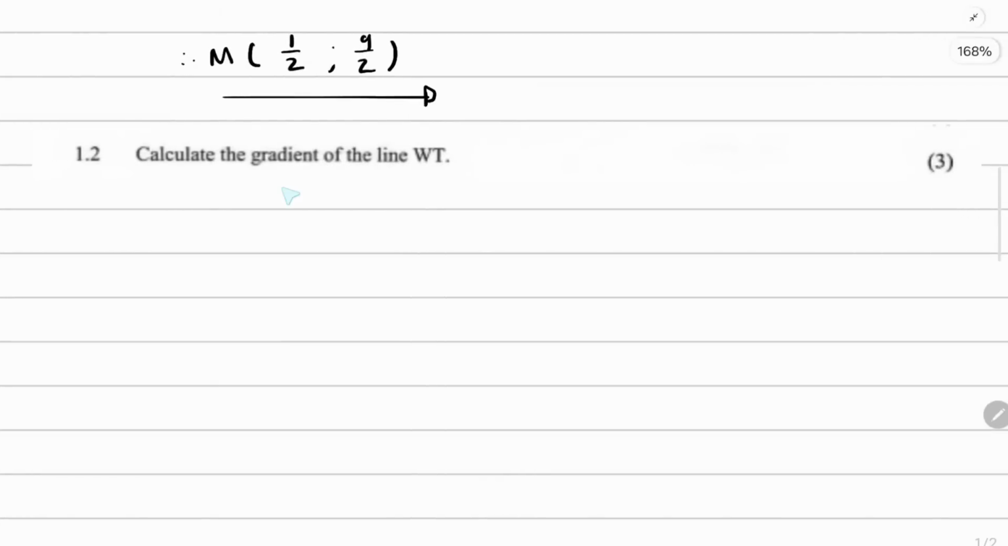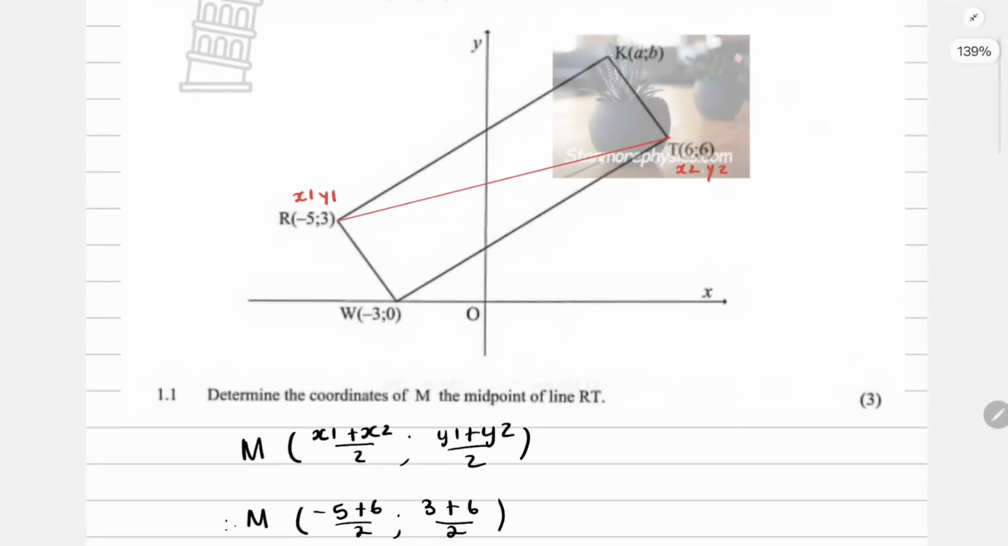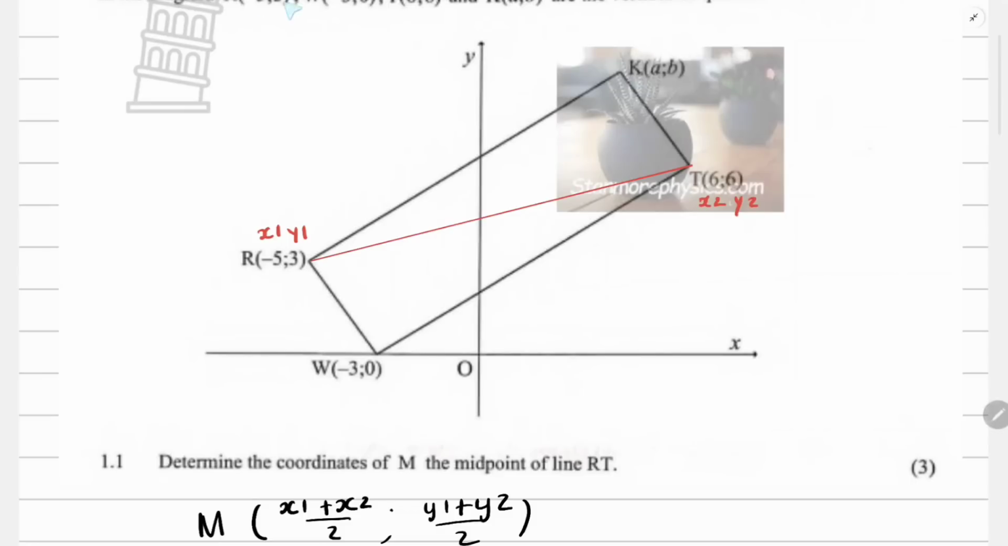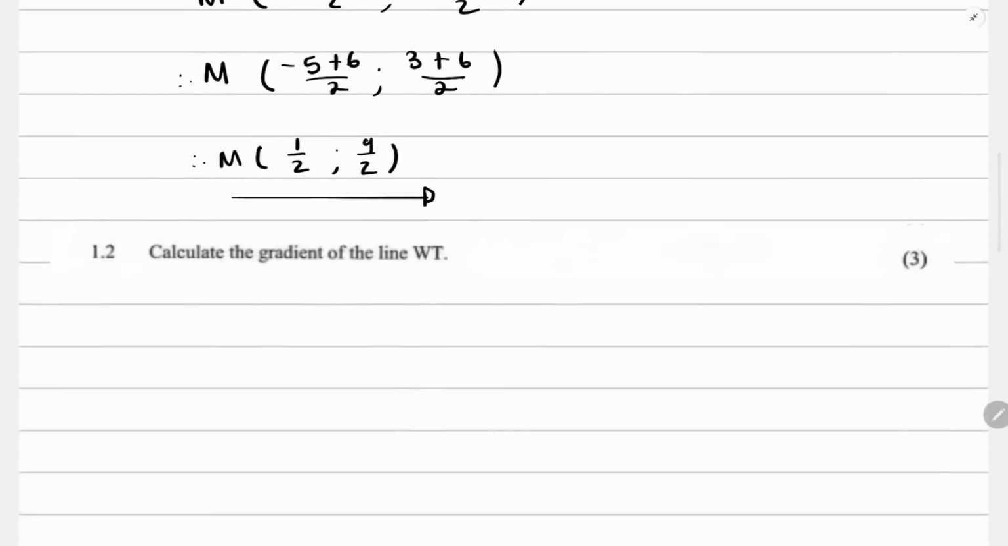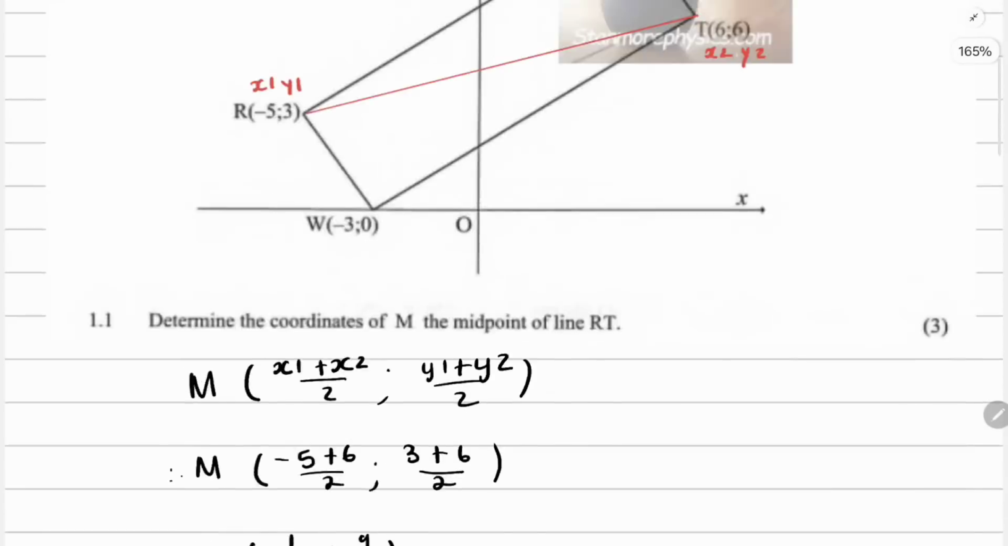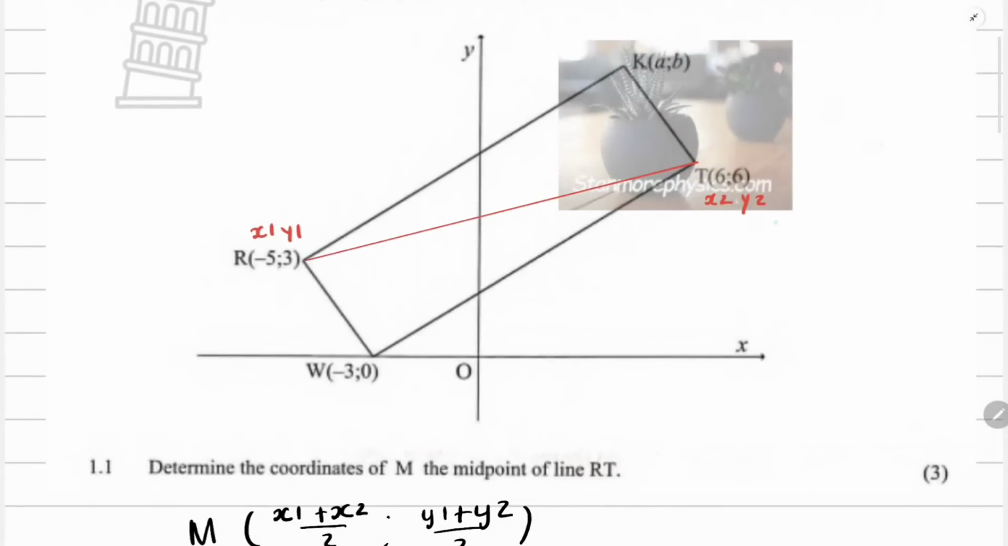The next question, 1.2, asks us to calculate the gradient of line WT. Okay, so looking at WT, the gradient of that line, we already have the points. So all we have to do is just find that gradient. Okay, so the formula for gradient, you just have to remember that gradient formula is the change in y, so y2 minus y1, over the change in x. So that's x2 minus x1. And now we can just name our points. I'll just go ahead and leave this as x2 and y2, and then we'll leave this as x1 and y1.